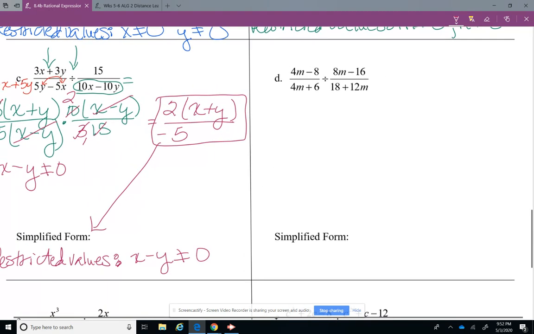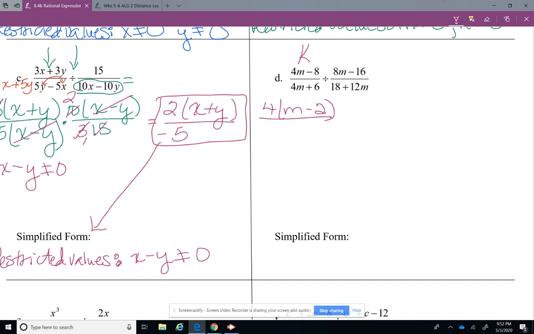All right, let's look at D. We're going to start by keep, change, flip, but when I keep, I'm going to go ahead and pull out the factor. So 4 times m minus 2 over 2 times 2m plus 3. Change the sign to multiplication. Flip these two, but when I do, I'm going to go ahead and factor out. So I'm going to do the numerator first. And I want to put them in order.